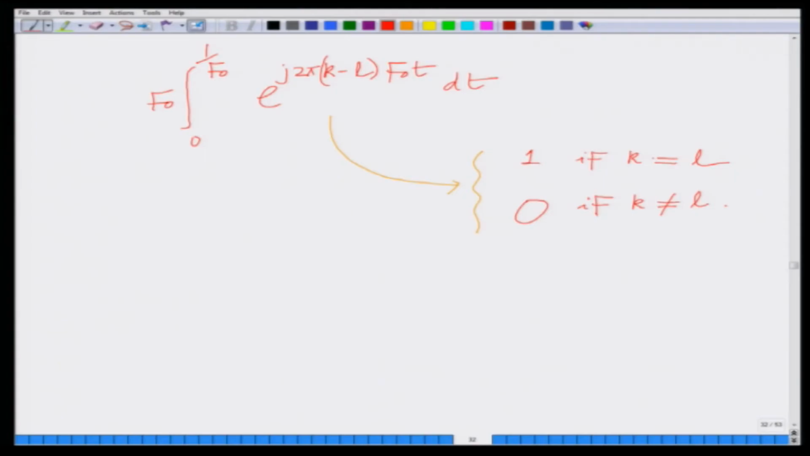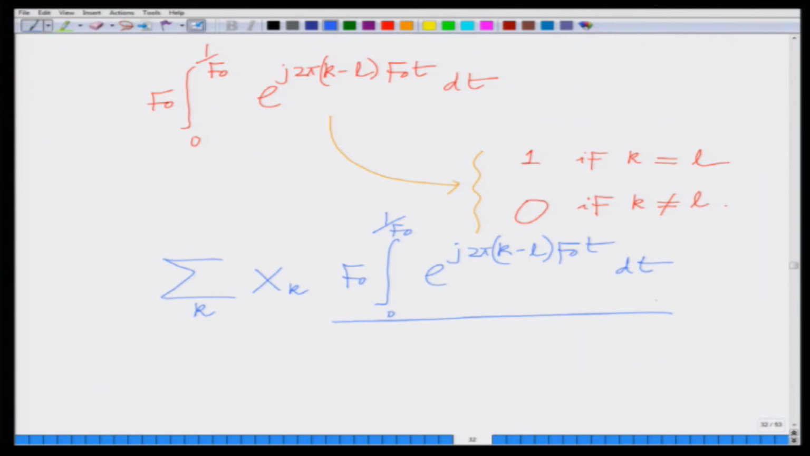And therefore, now if you look at this integral that we have over here, from the previous page I have summation over k x k f naught integral 0 to 1 over f naught e to the power of j 2 pi k minus L f naught t dt.